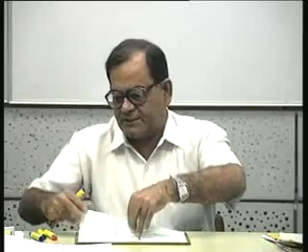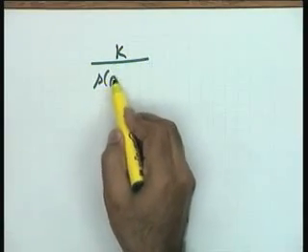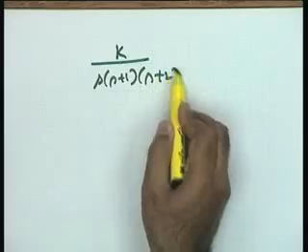Okay? Questions welcome, please, at any stage. Come on, make a little change in your diagram. I now say that your system becomes k over S into S plus 1 into S plus 2.